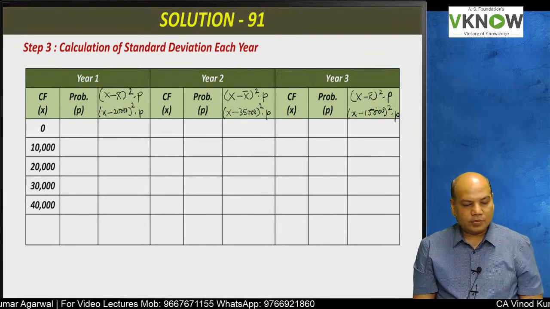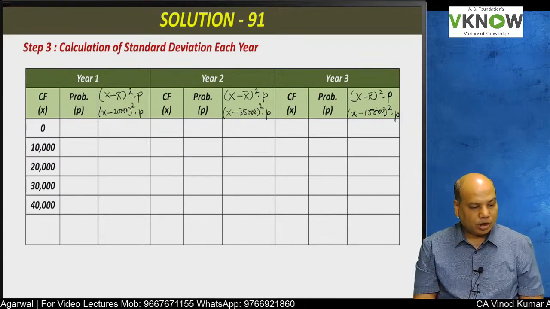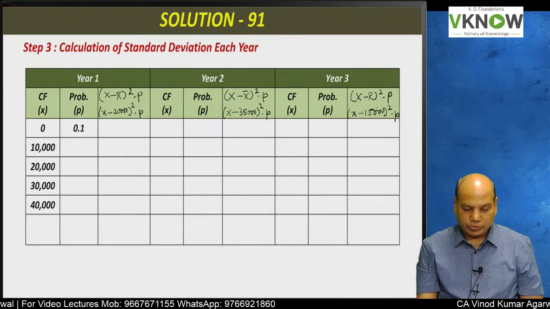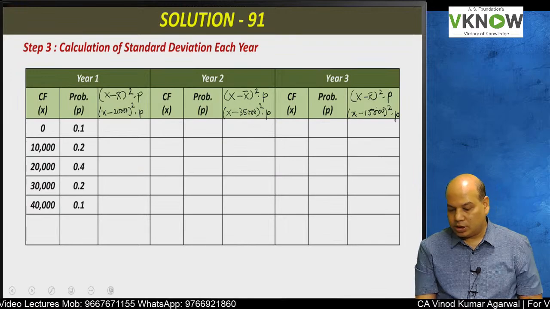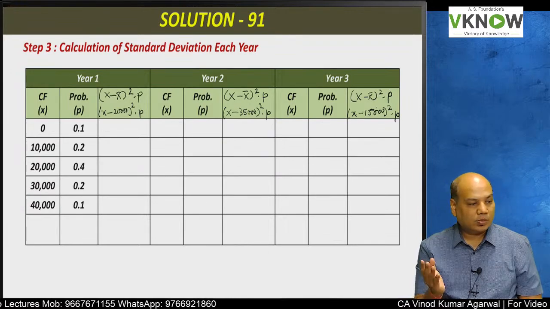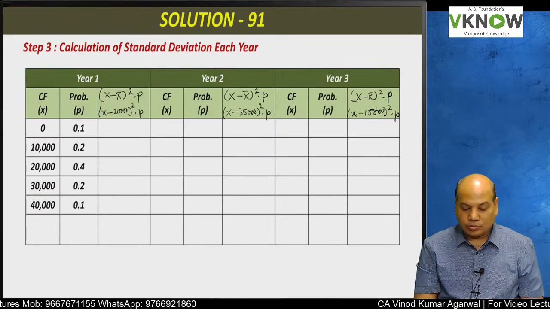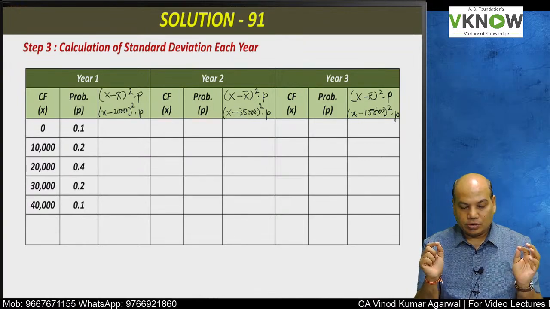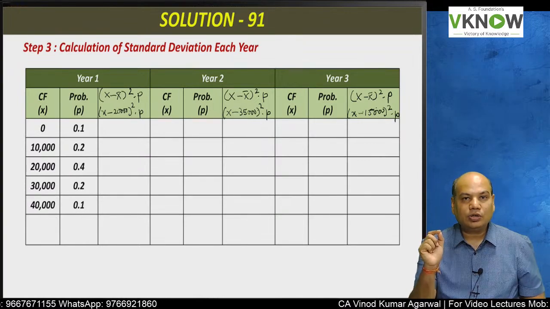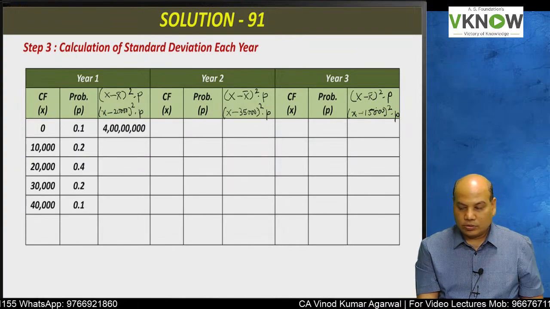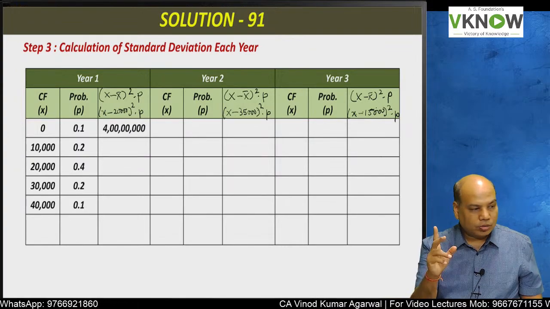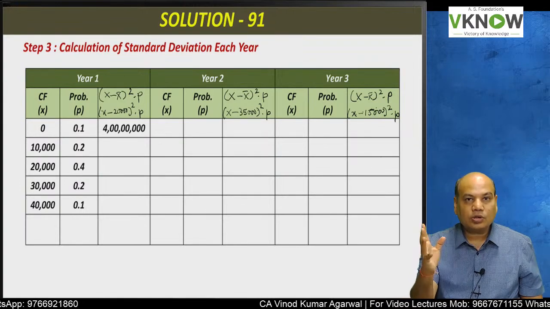Cash flow, copy from the book. Probability, copy from the book. Come on. Now you will take 0 minus 20,000 squared into 0.1. So that will be 4 crore. Very big amount. 4 crore.